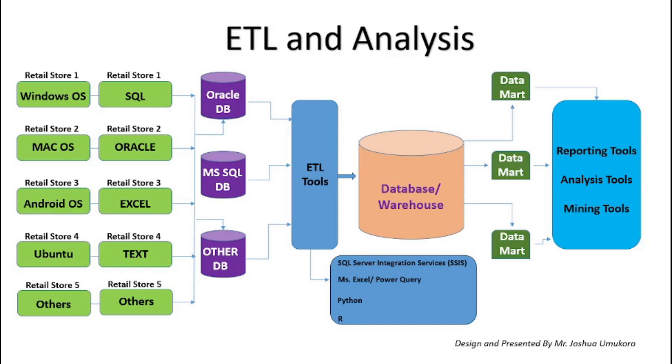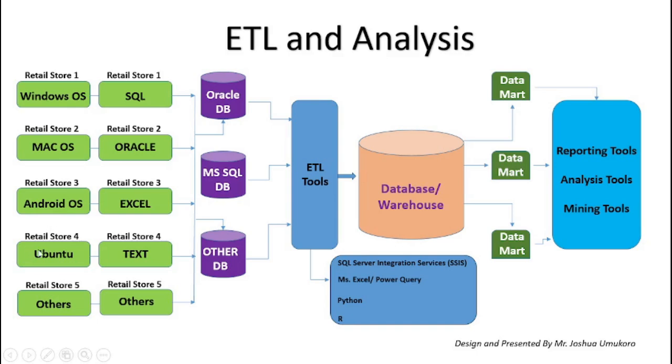If you look at the diagram we have here, let's say we have a superstore that is selling different products, and this store has various retail stores located in various locations. Now, let's say retail store 1 is located somewhere else, but retail store 1 is making use of the Windows operating system. Retail store 2, let's say they are making use of the Mac operating system, and you have retail store 3, let's say they are using the Android operating system.